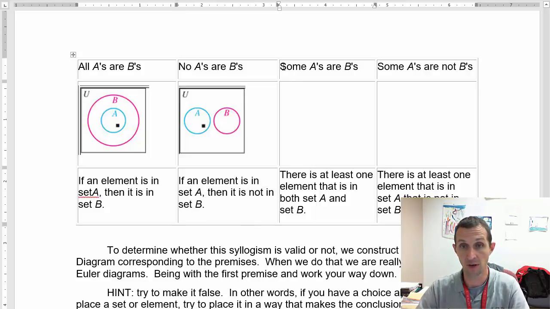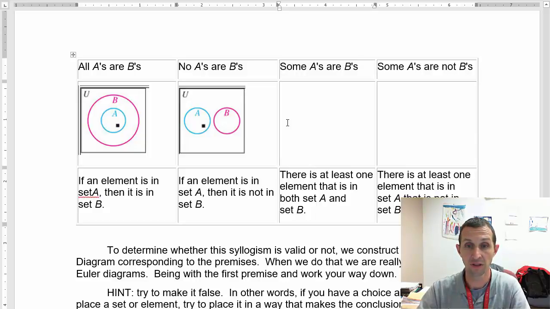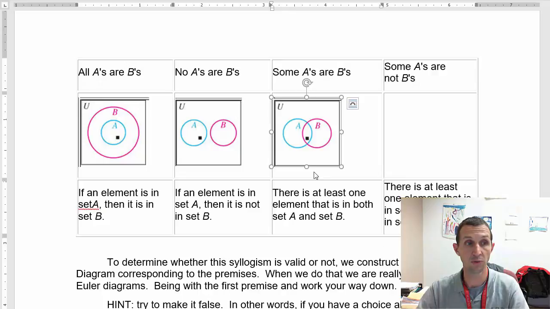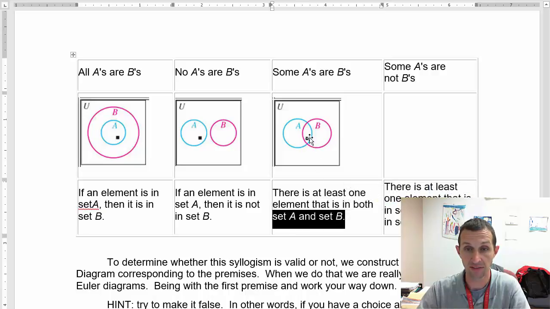All right. So now what about some A's are B's? How do I draw that as a Venn diagram? Well, hopefully you can figure that out. And hopefully what you came up with was this picture right here, where there is at least one element that is in both set A and B. And that element right there is in both set A and B.